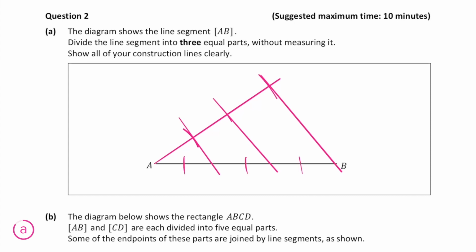As a result, we've split AB into 3 equal parts. This construction would work no matter how many equal parts they told us to split AB into. For drawing this construction, you get 10 marks.